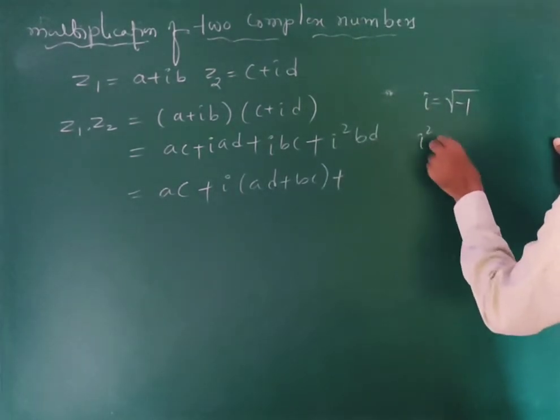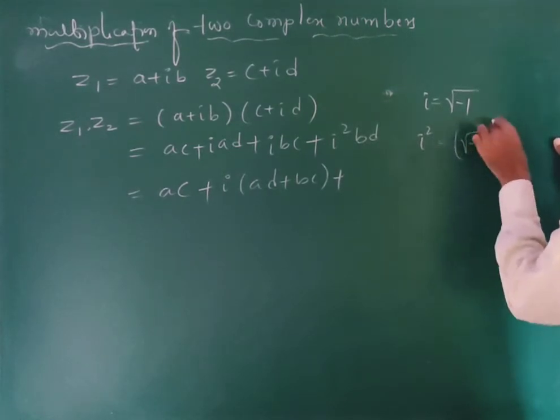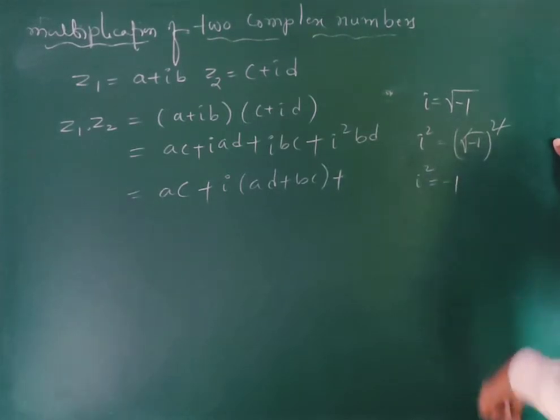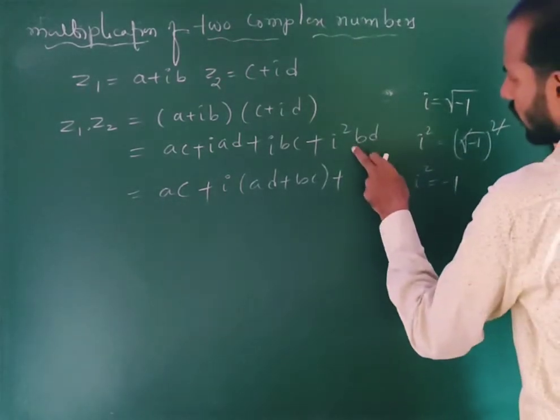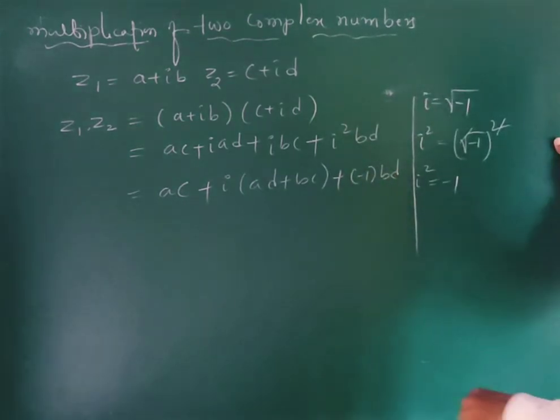Therefore i squared means the square root of -1, whole squared. So the square root gets cancelled. What is the value of i squared? It is -1. Therefore -1 as it is into BD, right?